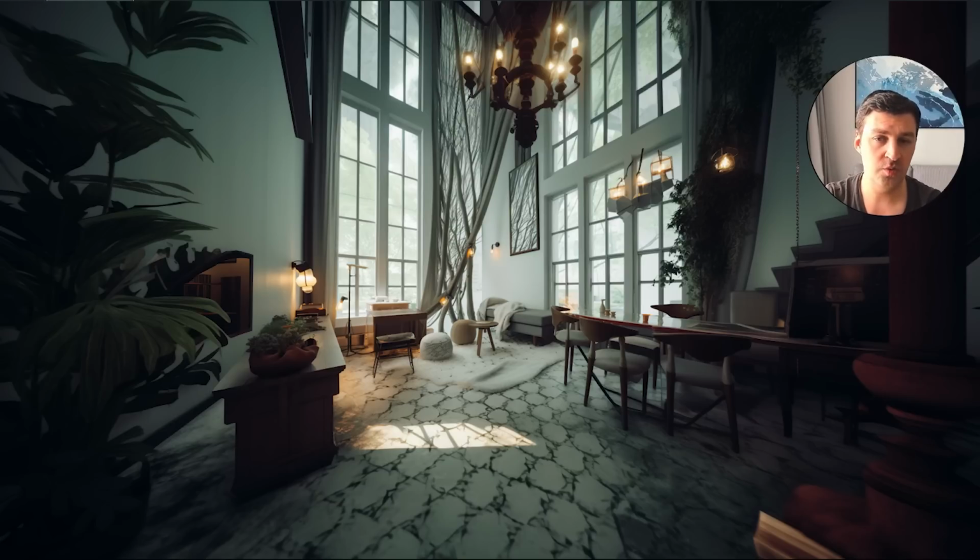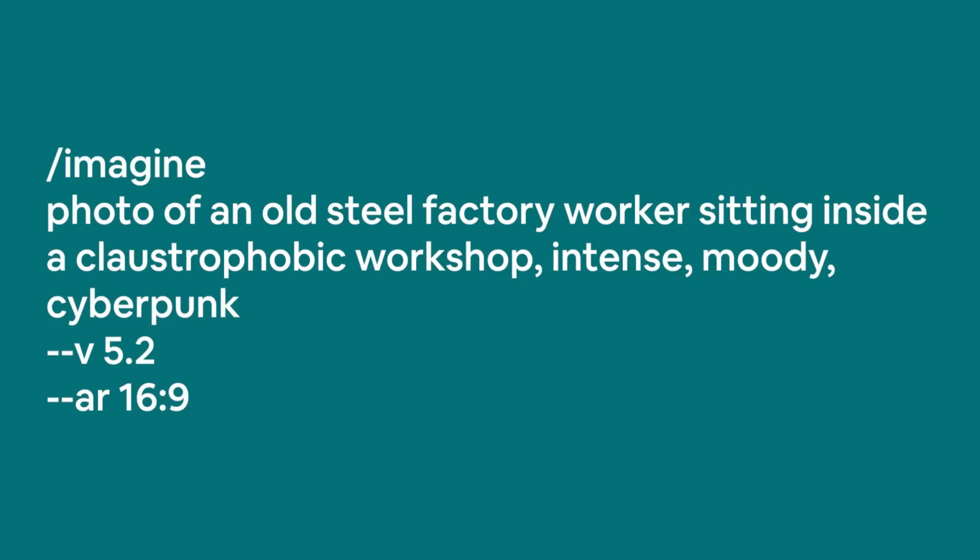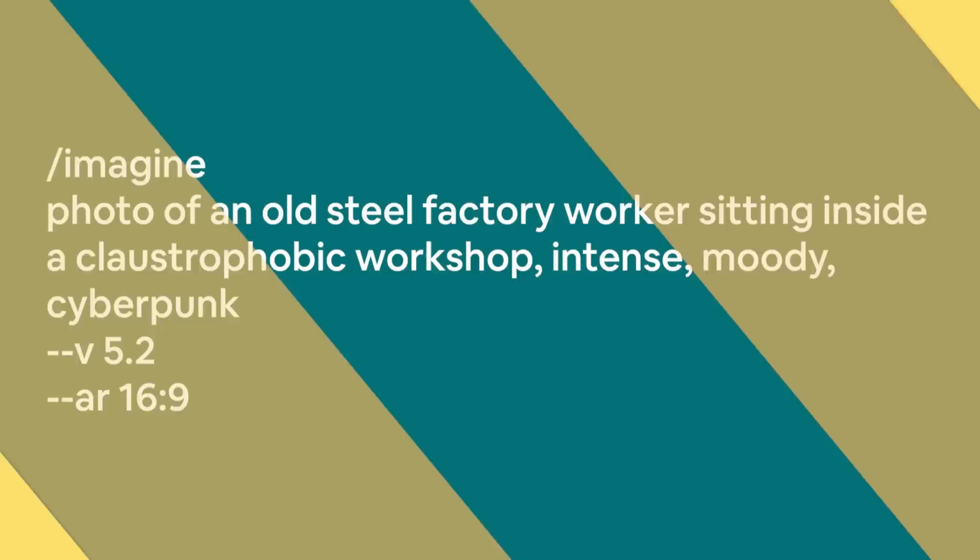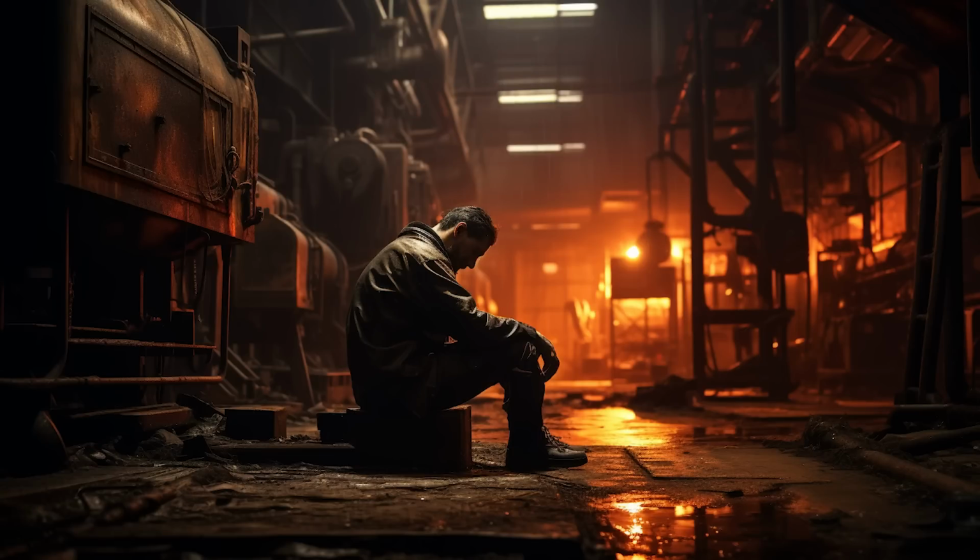Now, I actually want to show you another example of a very different scene using a text prompt. So let me just quickly show you the text prompt on screen. Photo of an old steel factory worker sitting inside a claustrophobic workshop, intense, moody, cyberpunk, version 5.2, and an aspect ratio of 16:9. My original image looked like this.